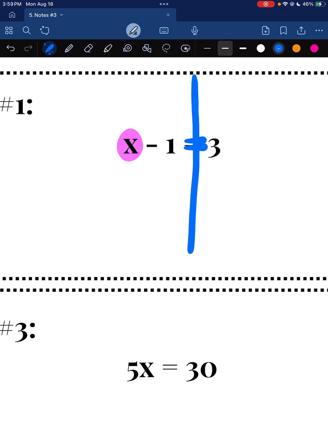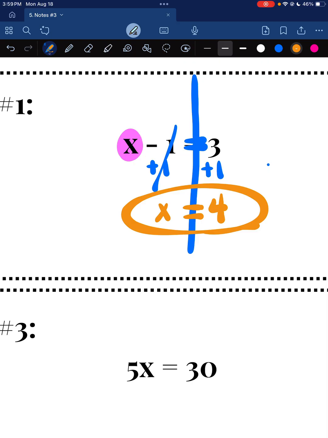So with the x, if I want to get the x by itself, I have to get rid of the -1 because that's what's with the x on the left. So if I have a -1, the opposite would be to add 1. And if you do it to one side, you have to do it to both sides. 1 minus 1 is 0, so we can just cross that out. And I can bring down the x, the equal sign, that never goes away, and then 3 plus 1 is 4. This is your final answer.